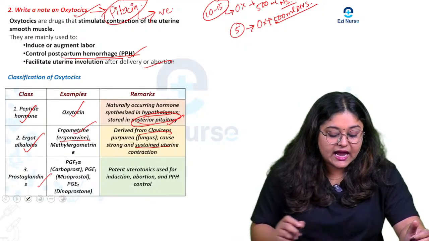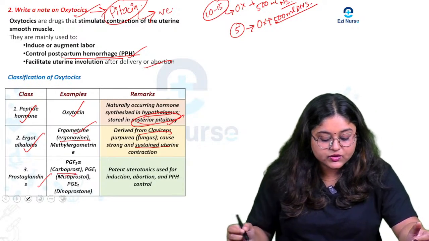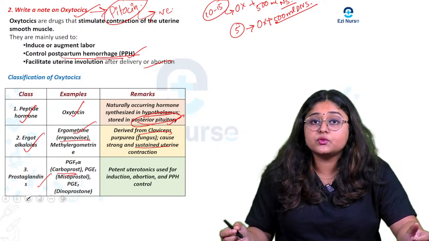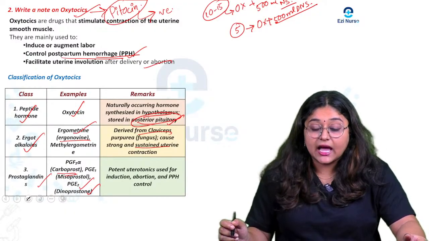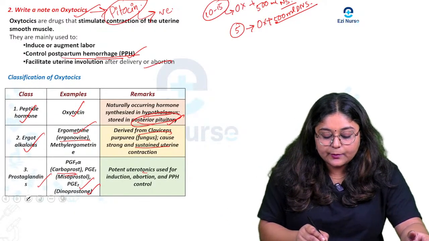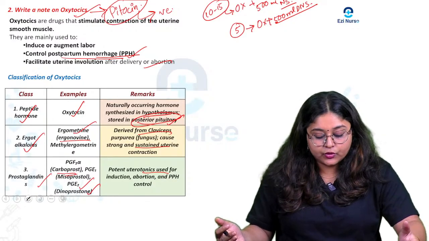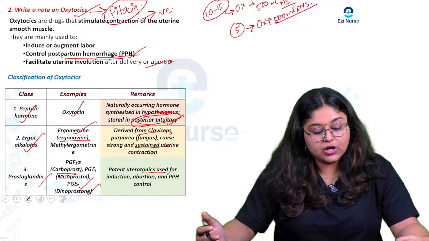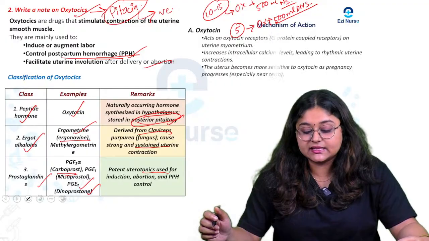Next is the prostaglandin. Under this, PGF2 alpha, which is also known as carboprost, PGE1, which is also known as misoprostol, and PGE2, which is also known as dinoprostone. Okay, so these are mainly potent uterotonics, which are used for induction of labor, abortion, and PPH, or postpartum hemorrhage control. Now come to the mechanism of action.